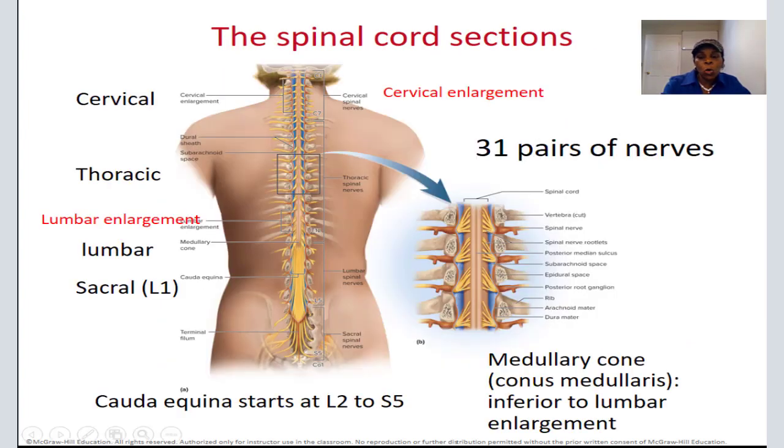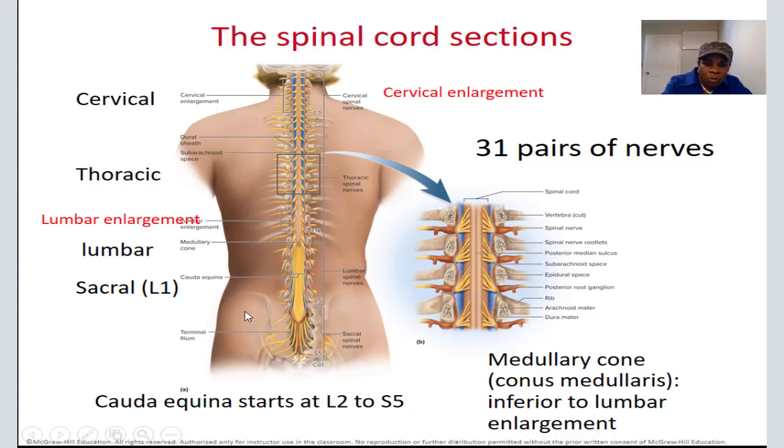First, let's talk about the spinal cord sections. We have different sections, just like we have in the vertebral column: cervical vertebrae, thoracic vertebrae, lumbar, all that. It's the same thing here. We have cervical section, thoracic, lumbar, sacral. And then at the bottom here, you see some thin nerves coming down and a very thin one in the middle called the terminal filum.